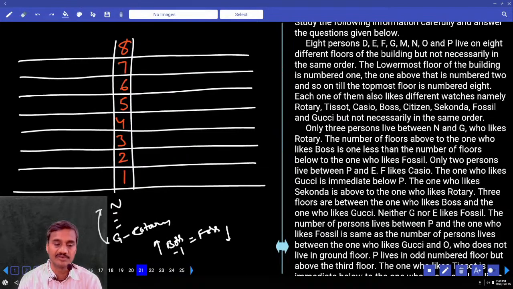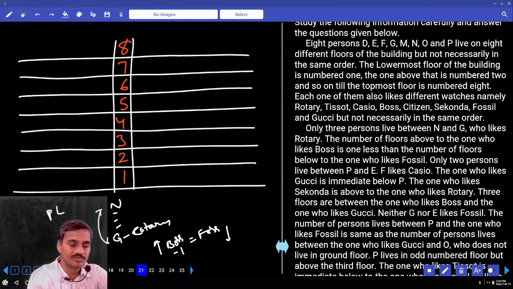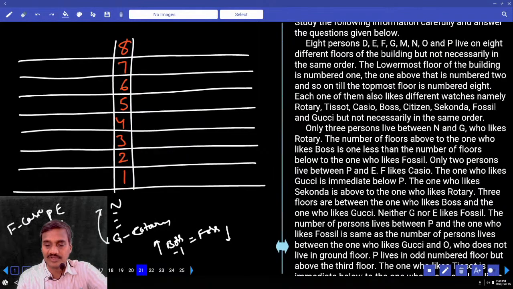Only 2 persons between P and E. Now in between P and E, how many? There must be exactly 2. Only 2 persons between P and E, unknown. And F likes Casio. And this F likes what? F likes Casio. The one who likes Goosey is immediately below to P. And Goosey is immediately below to P, unknown.